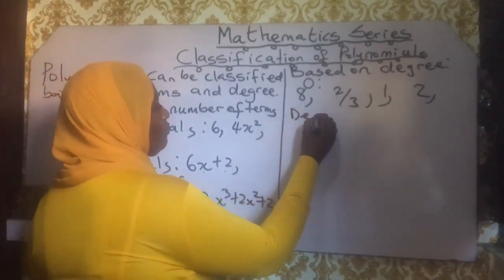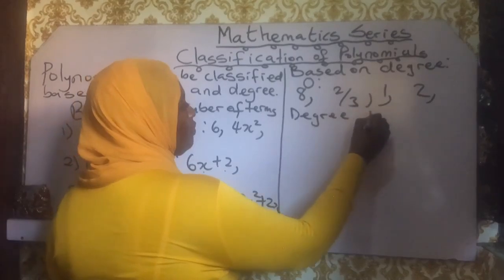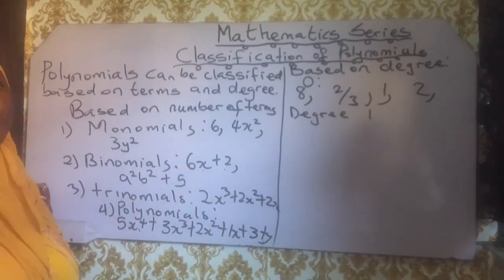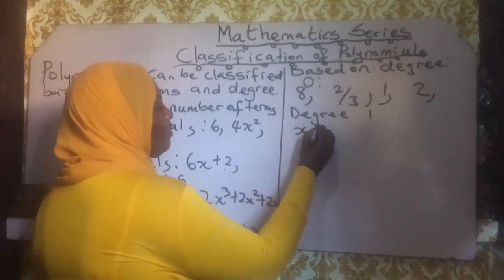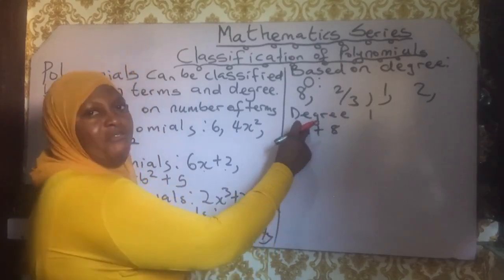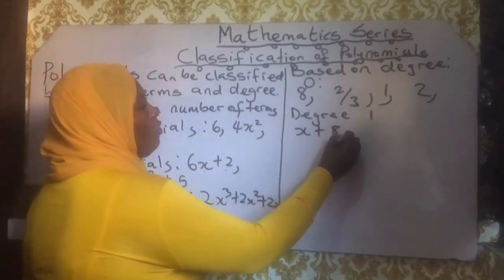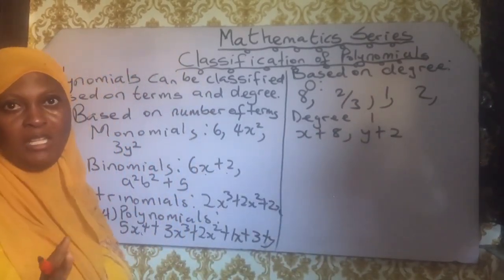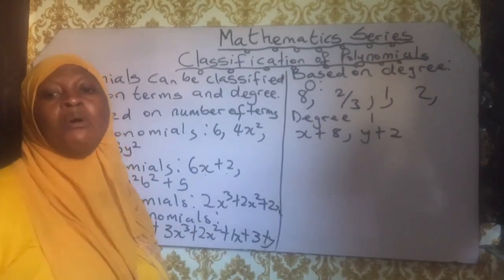Then we also have degree 1. An example of a polynomial with degree 1 is a linear polynomial. For example, x plus 8. The power of the variable here is 1. Y plus 2. The power of the variable here is 1. So this is a degree 1 polynomial.